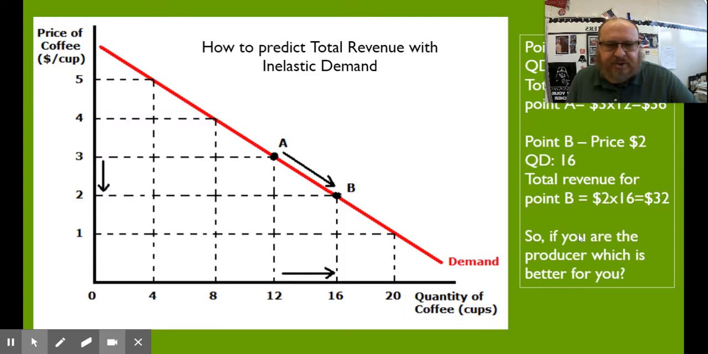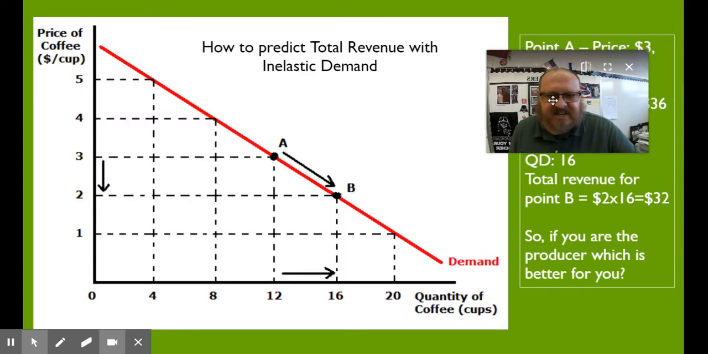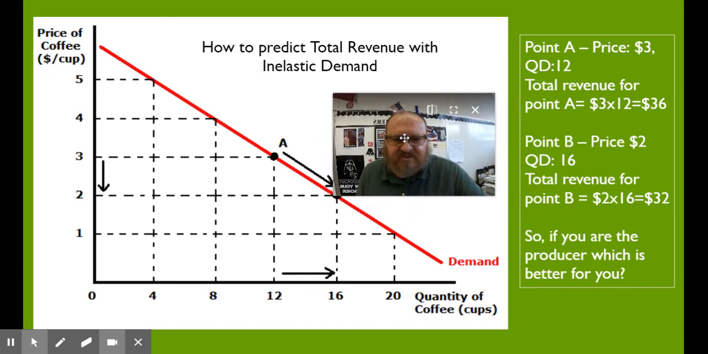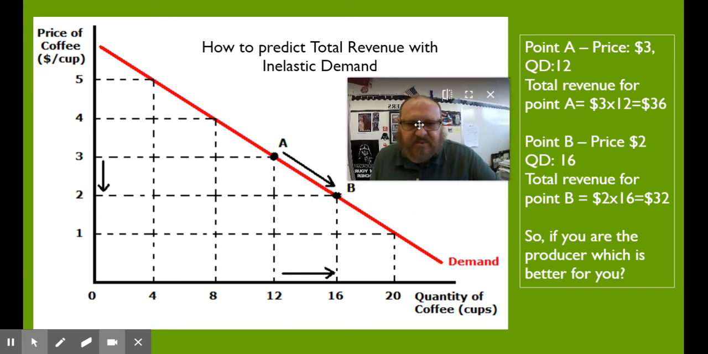All right, so I want you to take a look at this, and I'm going to slide my shelf over a little bit and see where I'm not in the way here. Okay, there we go. Okay, so I'm not in the way here.